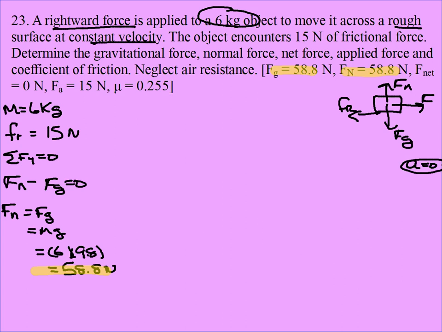I can automatically write down net force is 0. All right. F net in x is 0. F net in y is 0. Why? Because my acceleration is 0. So now I found F net.